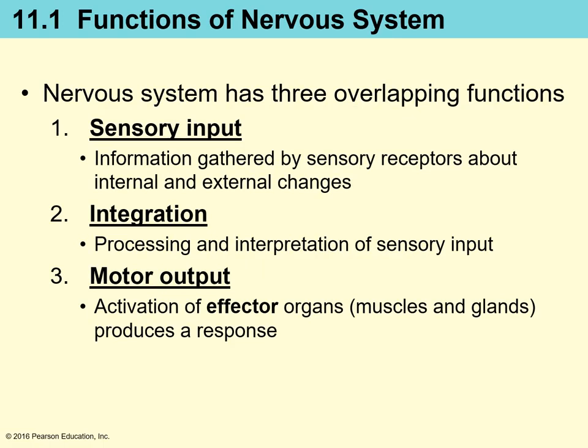You have 3 overlapping functions of the nervous system. You have sensory input. So information is being gathered by various specific sensory receptors. They're picking up information on both internal and external environments, so temperature changes, calcium levels, blood pH, pain, light touch, deep pain, vibrations, sound, vision. It's picking up all of this sensory information.